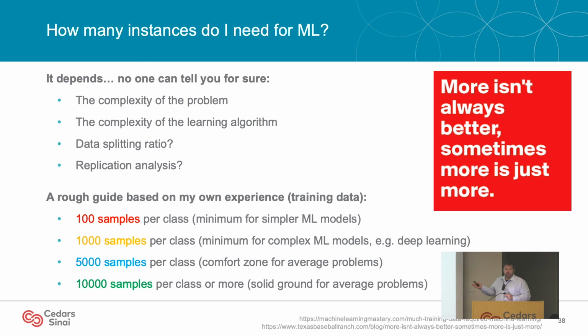What is the data split ratio you're using? And we'll get to data splitting later, but basically this can impact how much data you actually have to train on. Do you want to run a replication analysis, right? Do you have data left over for the very, very end to go back to and see if you get the same results? So here is a rough guide trying to answer this question based on my own personal experience. Please do not take this as law.